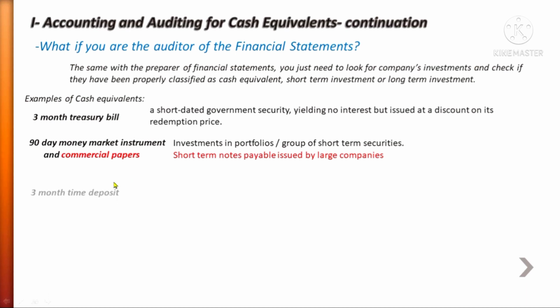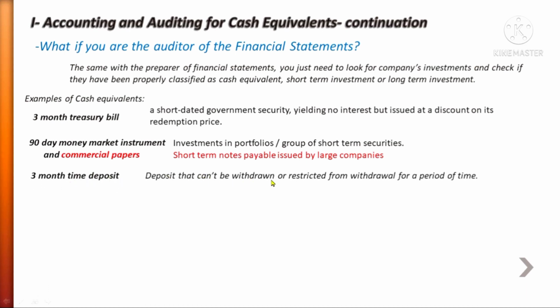We also have 3-month time deposit that can't be withdrawn or restricted from withdrawal for a period of time. But in most cases, you can actually withdraw your time deposit anytime. But you will suffer because the interest earned by your deposit will be forfeited or you will pay some penalties, only if you withdraw your deposit before its maturity. And we also have redeemable preference shares, only if acquired 3 months before maturity.